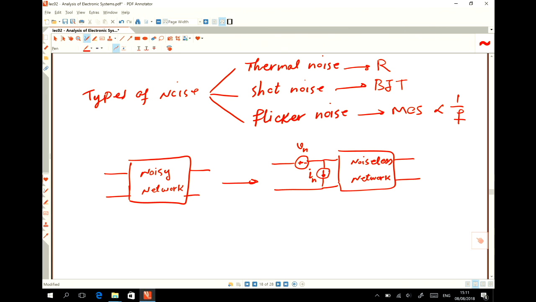Is it that the Vn and the In of that noiseless network represent the noise in that noisy network? Yes. Inside this noisy network, we have multiple voltage and current sources of noise. Okay? And then all of them together, we can model as two sources of noise.